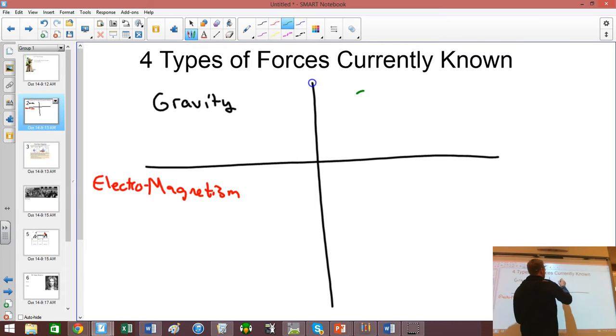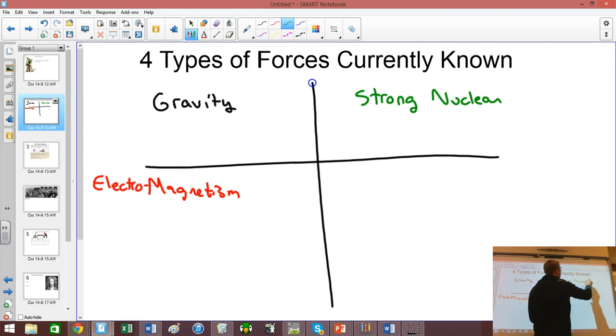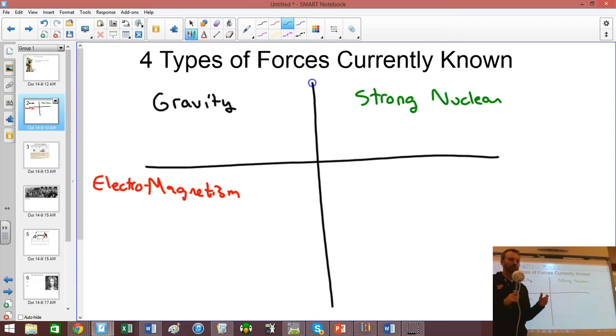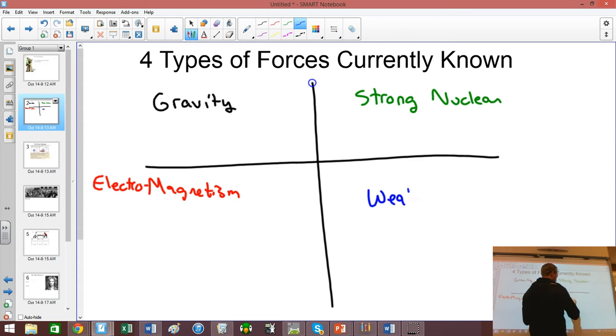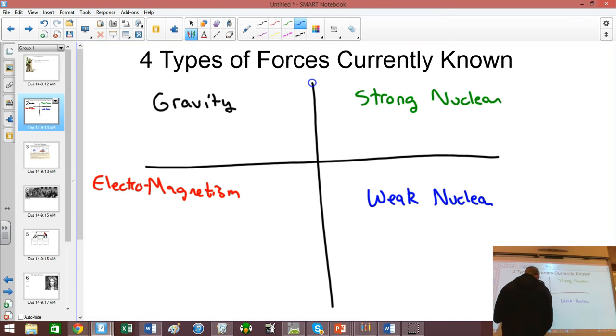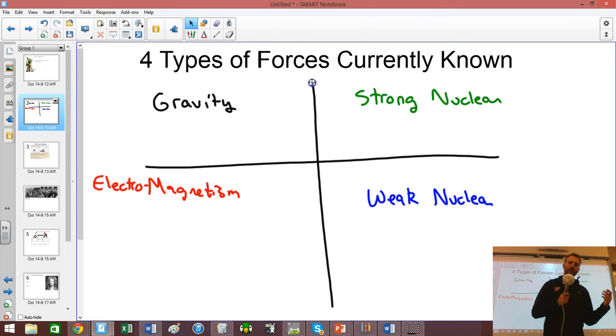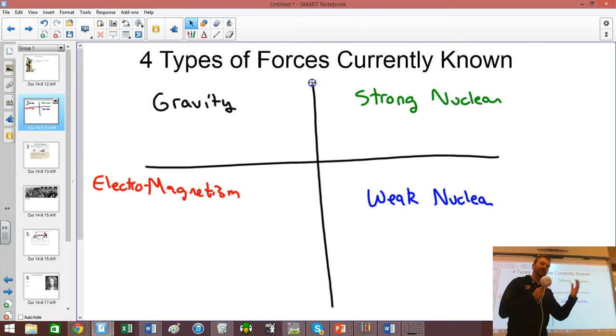The third one is the strong nuclear force. The strong nuclear force is responsible for keeping a nucleus together. There's a force that keeps those things bound. And then lastly is the weak nuclear force. The weak nuclear force is responsible for radioactive decay. We'll get into more of all of these if you want. I'll put some links down here so you can learn a little bit more about them.